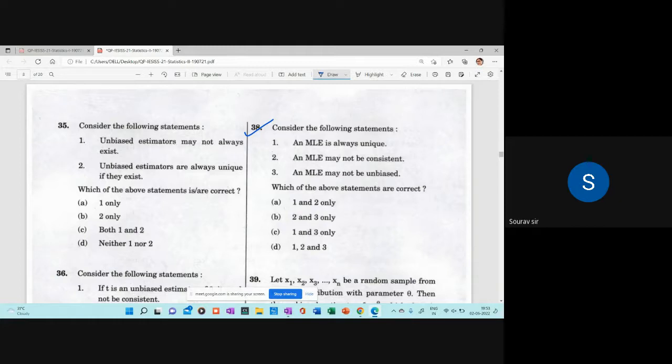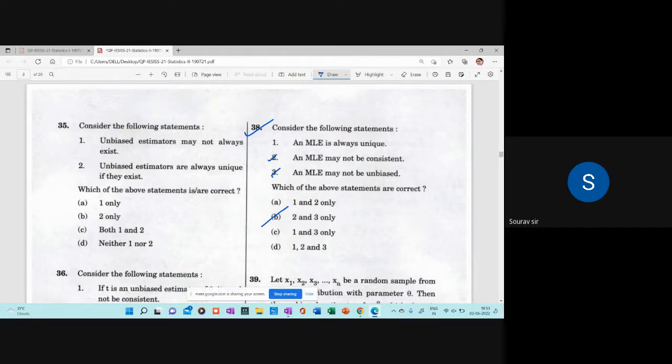Like I have just found out the MLE of a Poisson distribution with parameter theta, and the MLE came out to be x bar, or summation xi, x bar, similar kind of thing. But the thing is that MLE is actually not unique. Okay, MLEs are not unique. First let me tell you the answer. The answer is 2 and 3 only. For question number 38, the answer is 2 and 3 only. That is, these two options are correct.